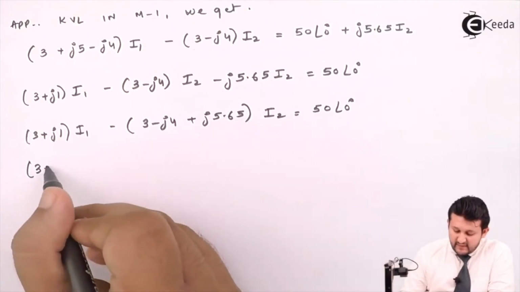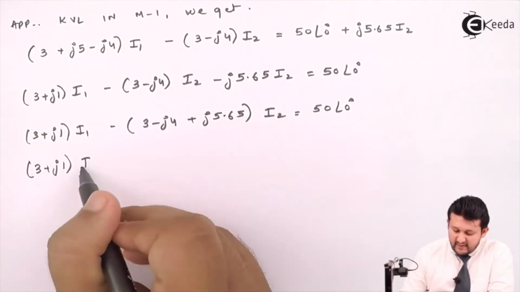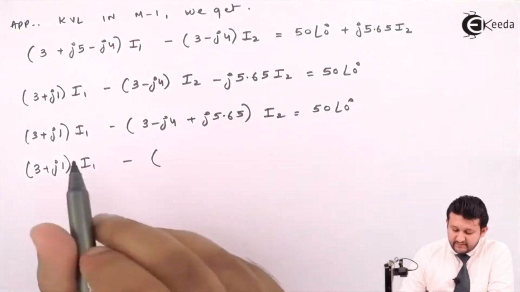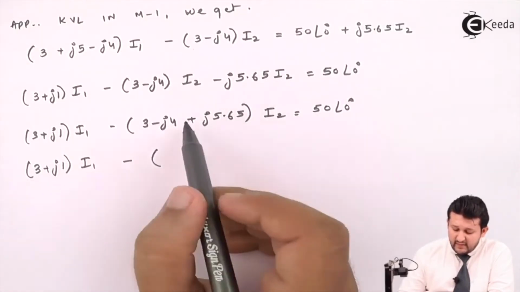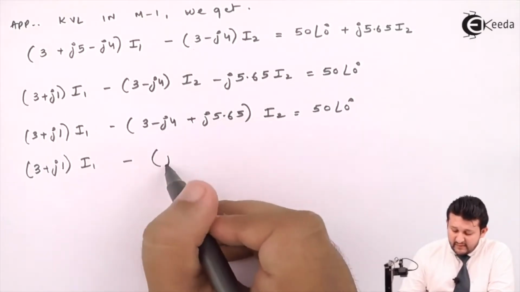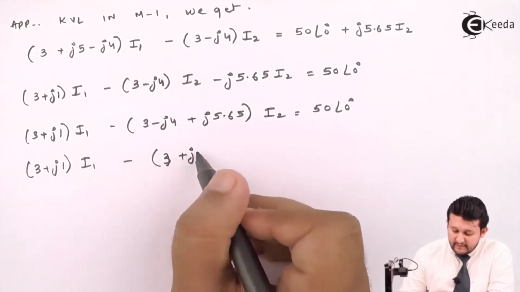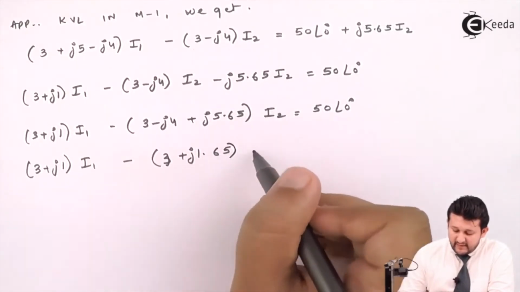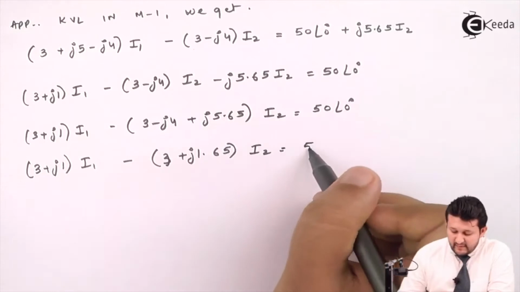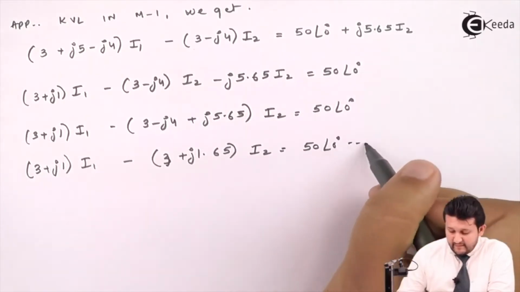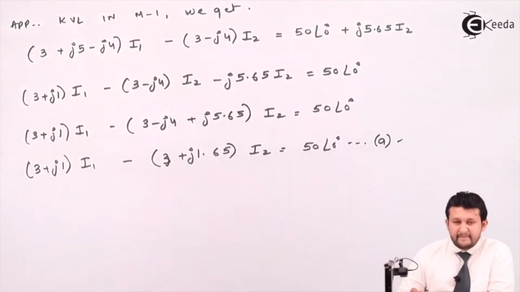So rewrite the equation and simplify it. (3 plus j1) I1 minus (3 minus j4 plus j5.65), in fact this will be (3 plus j1.65) I2. This will be 50 angle 0. This will be equation number A. Since basic law, if you have two unknowns, you need to have two equations.